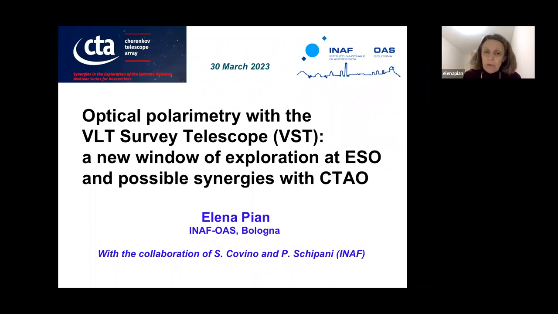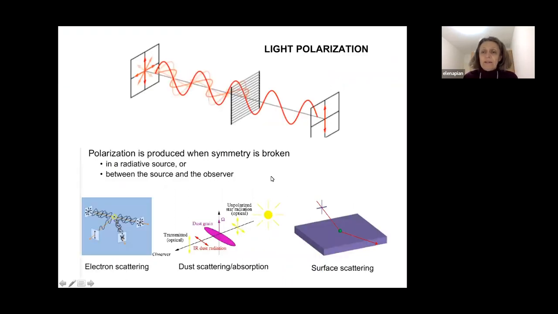So I will start essentially from the basic light polarization. We learn very early in our scientific training that light is composed of an electric and magnetic field component that oscillate perpendicularly to the direction of propagation. If some polarizing element, obstacle, or scattering surface is interposed in the path, this element may select one of these oscillation planes and polarize the light on that plane, creating polarized light.